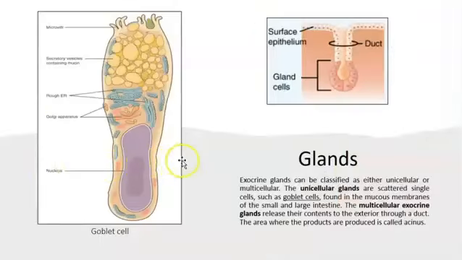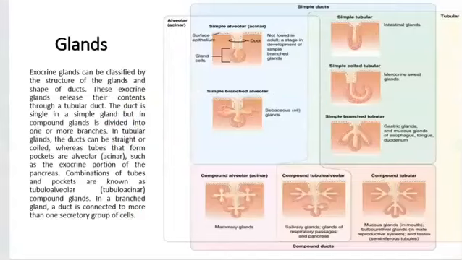Exocrine glands can be classified in multiple different ways. Unicellular, they're just made of one cell. Or multicellular, multiple cells. An example of unicellular, for example, is goblet cells. This is not the only way that you can classify glands. You can also classify them by the type of tube and the type of acinus.